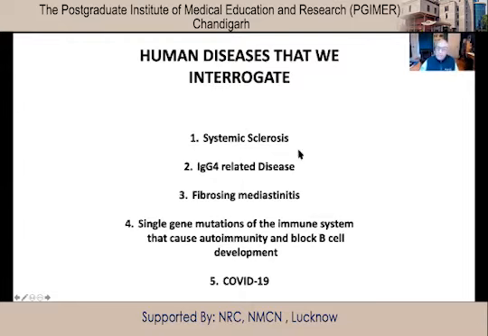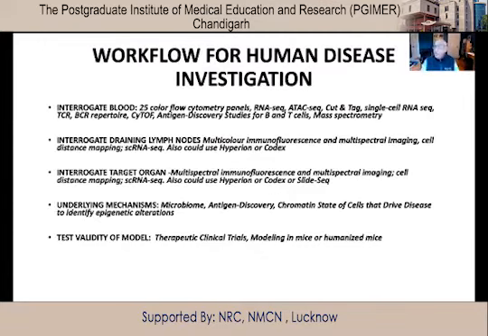So today, I'll largely be focusing on the first two as examples to explain strategies for how you approach a human disease. So we think about the workflow for studying human disease when you can interrogate blood. One standard approach we like to use is a 25 color flow panel for T cells, 25 color flow panel for B cells. This allows you to purify cells, do RNA-seq, ATAC-seq, CUT&Tag. Single cell RNA-seq can be done from the blood. You can look at repertoire.